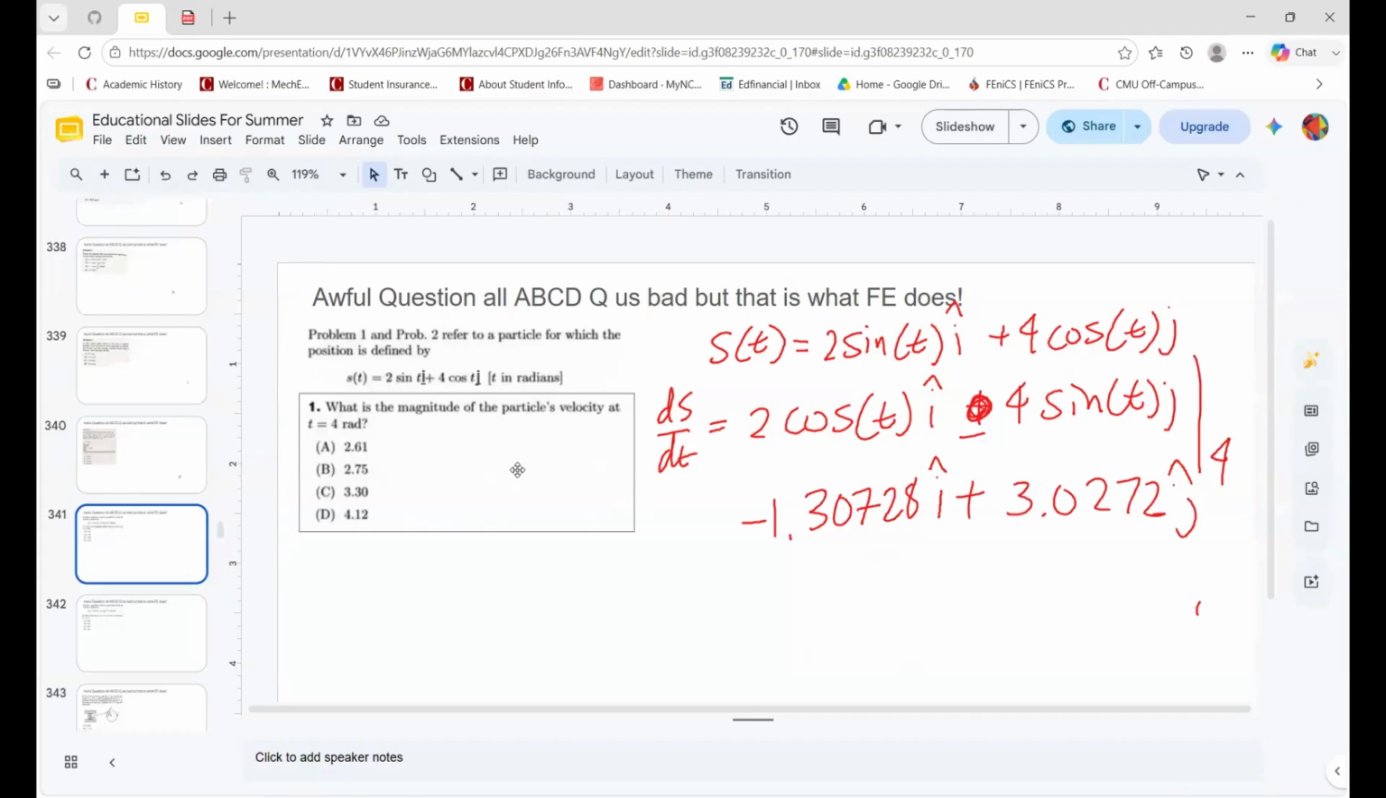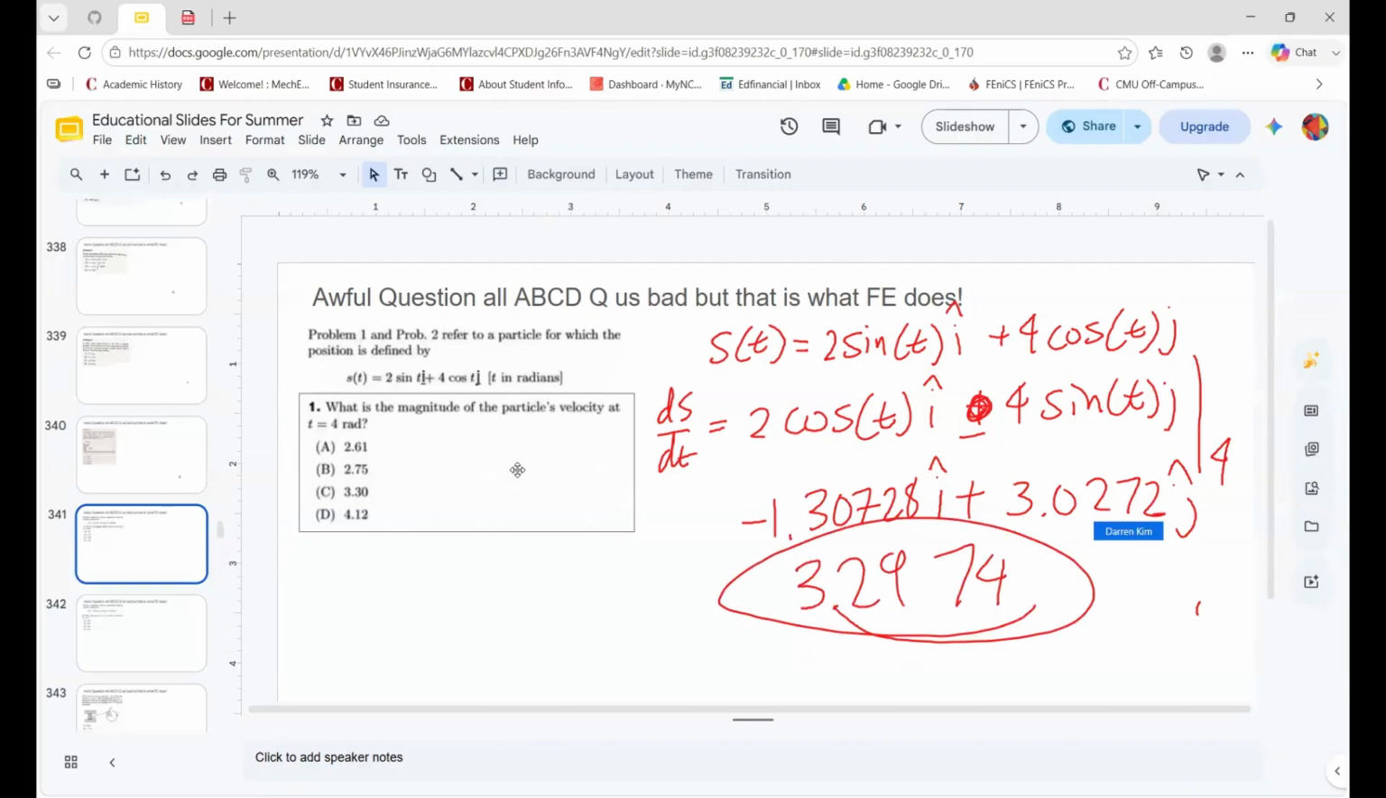And plus. So parentheses, the first one, parentheses squared plus the second one, and we get 3.3974, which means the answer is C. All right, C.